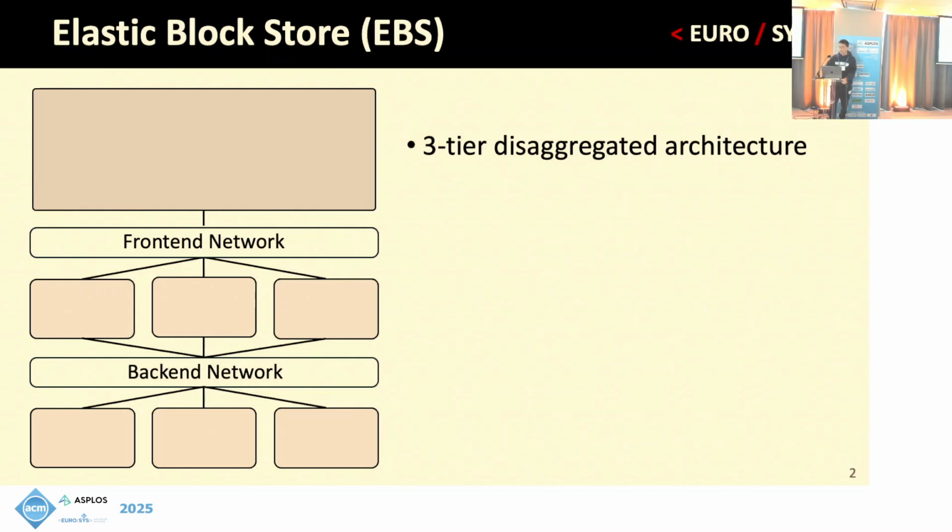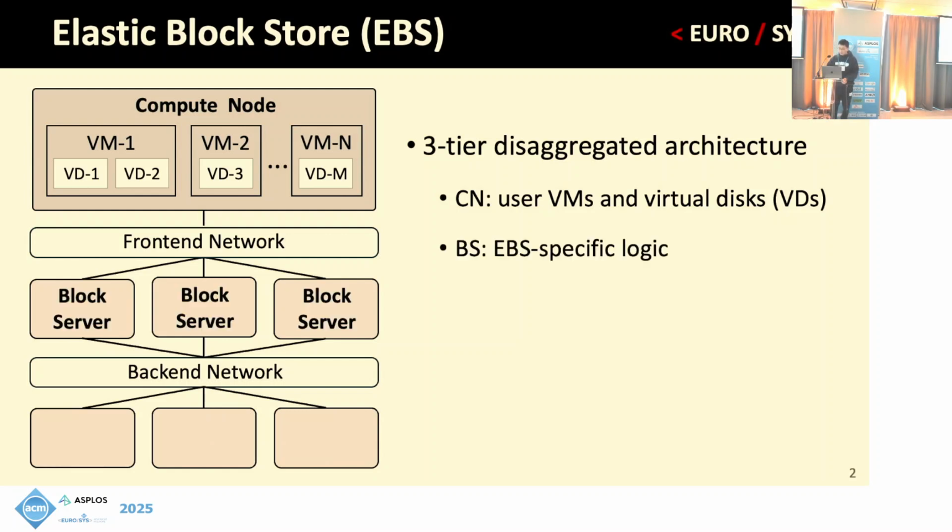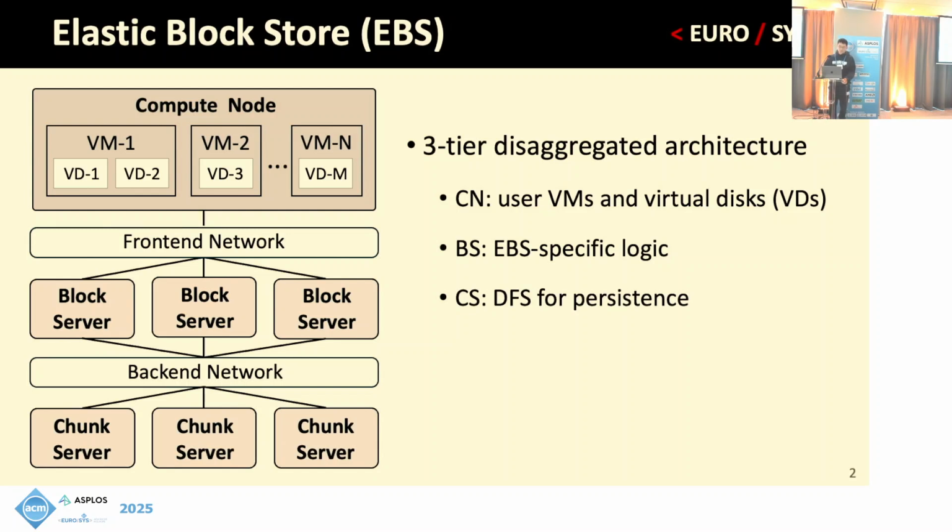So in this work, we focus on the cloud block storage, a fundamental storage service in public cloud. At Alibaba, our EBS system adopts a three-tier disaggregated architecture, which is also widely adopted by other cloud providers like Azure and Google. The first tier of the EBS is the compute node, which serves user VMs and their virtual disks, that is VDs. The second tier is called the block server. The block server is responsible for EBS-specific logic such as three-way replicas, erasure coding, snapshots, and more. And finally, the third tier is the chunk server, which is essentially a distributed file system for data persistence.